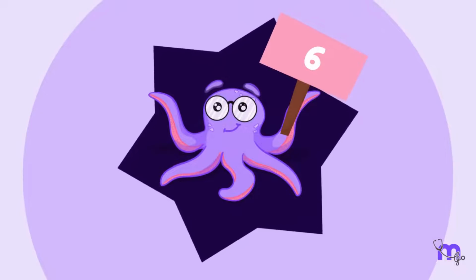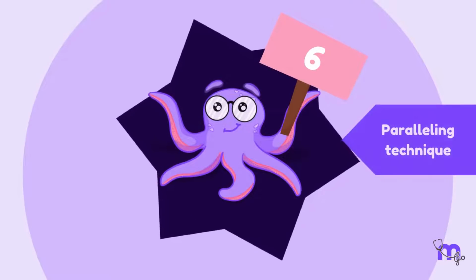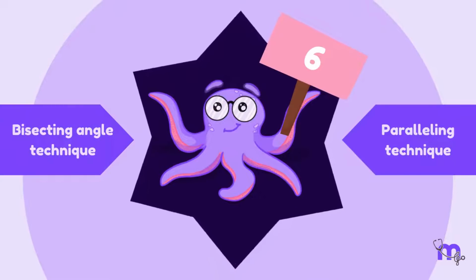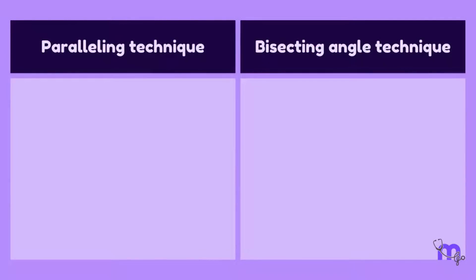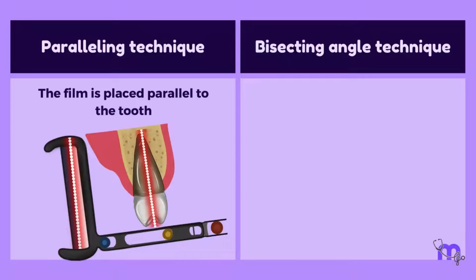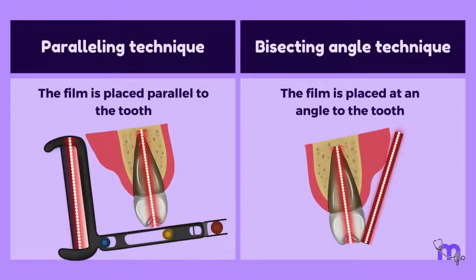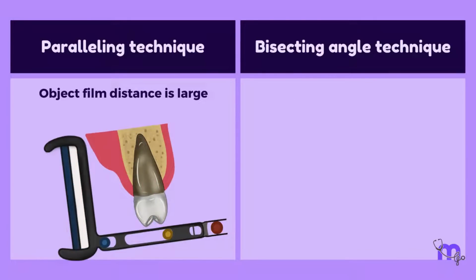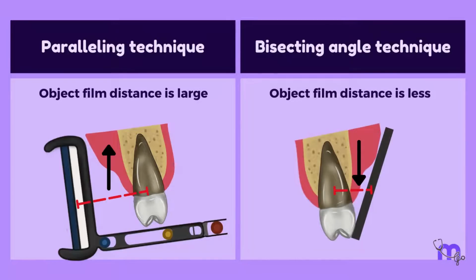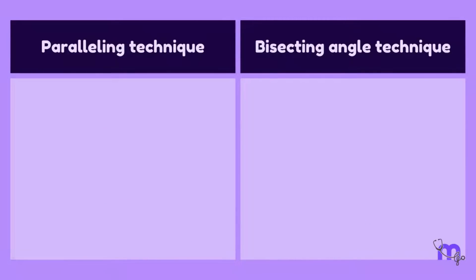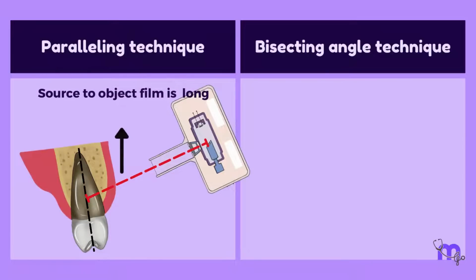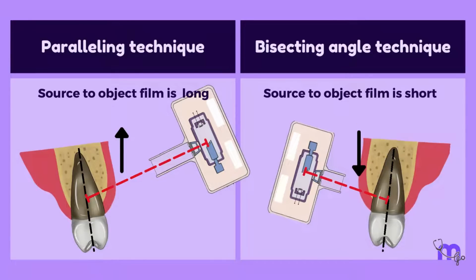Based on the 6 principles, let us compare the paralleling technique to the bisecting angle technique. In the paralleling technique, a film is placed parallel to the tooth, whereas in the bisecting angle technique, it is placed at an angle. Object film distance is large in the paralleling technique, while it is less in the bisecting angle technique. In the paralleling technique, the source to object distance is long, while short in the bisecting angle technique.